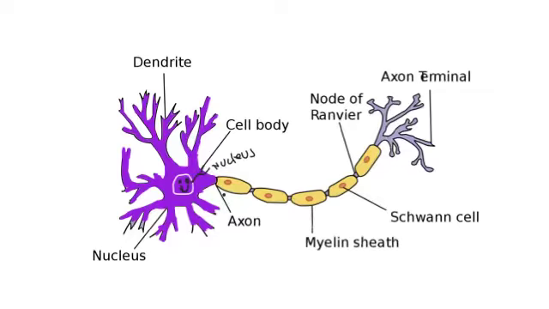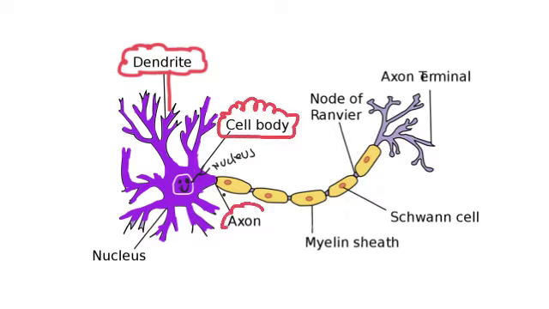The basic structural unit of the nervous system is a nerve cell or neuron. It consists of the following parts. The cell body contains the nucleus and other cellular organelles. Dendrites are typically short, abundantly branched, slender extensions of the cell body that receive stimuli. The axon is typically a long, slender extension of the cell body that sends nerve impulses.